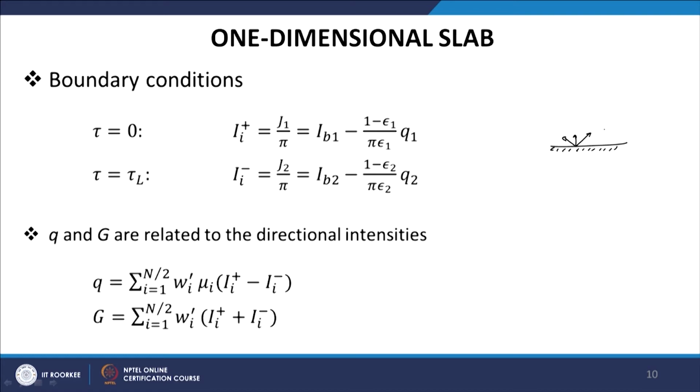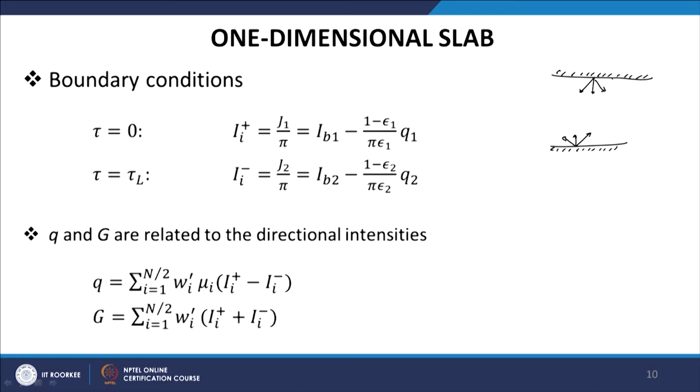So, we can write down the boundary condition either in terms of radiosity J1 upon pi, or we can write it in terms of emission and reflection. The first term is the emission, EB1, and the second term is the reflection part. Similarly, at the top boundary, tau equal to tau L, we have certain discrete directions, and in these directions the intensity will be equal to J2 upon pi, and this value should be equal to EB2 minus (1 minus epsilon 2) upon (pi epsilon 2) Q2.